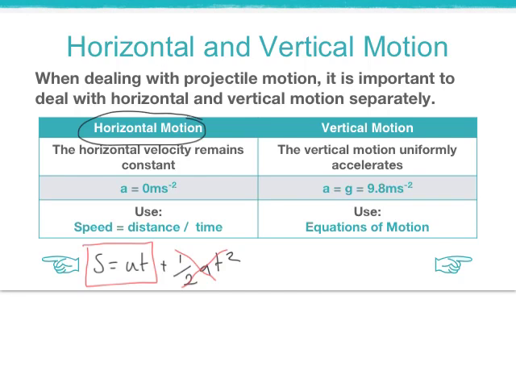In vertical motion, we have a uniform acceleration. Its value is 9.81. Need to squeeze that in. And we use equations of motion to solve for anything else.